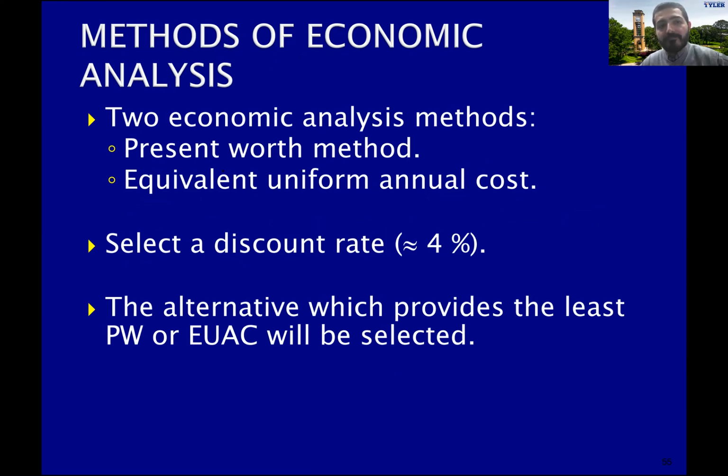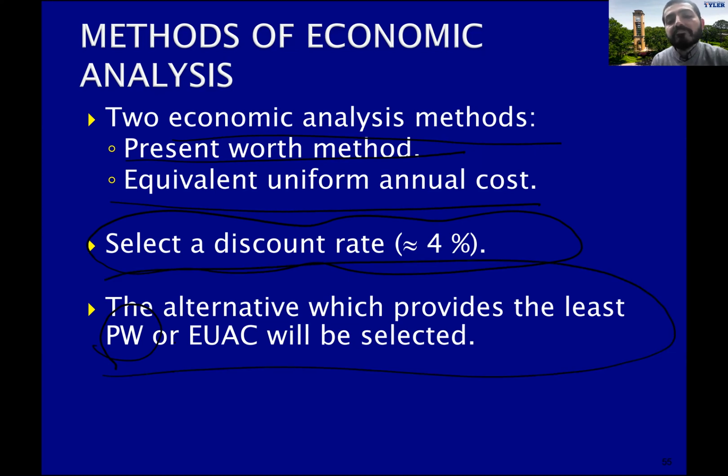Now the methods for economic analysis. Let me give you more details about how we can have an example and compare the two. The two economic analyses, as I said, are the present worth method and the equivalent uniform annual cost. Most of the time, we select a discount rate of 4%, and the alternative which provides the least present worth or equivalent uniform annual cost should be selected.